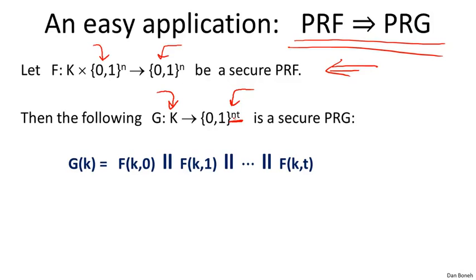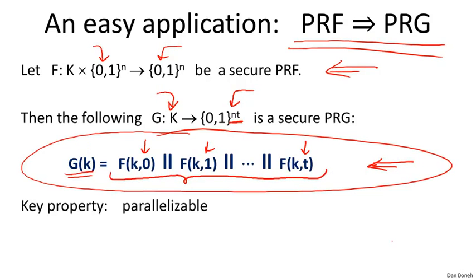It turns out you can do this very simple construction. This is sometimes called counter mode, where you take the PRF and evaluate it at 0, at 1, at 2, at 3, at 4, up to t, and you concatenate all these values. That's the generator. So we took the key for the PRF and expanded it into n times t bits.